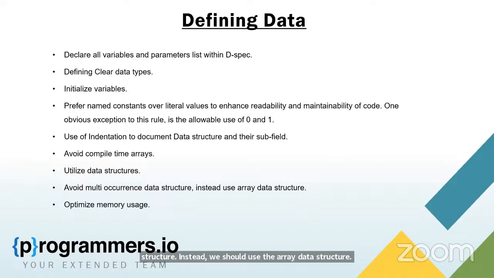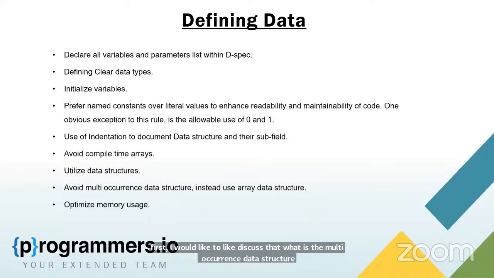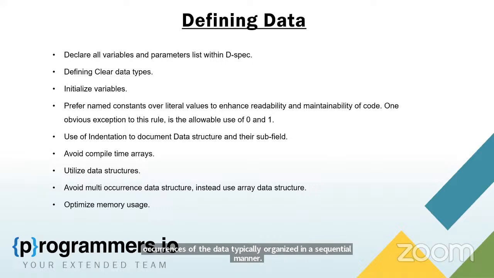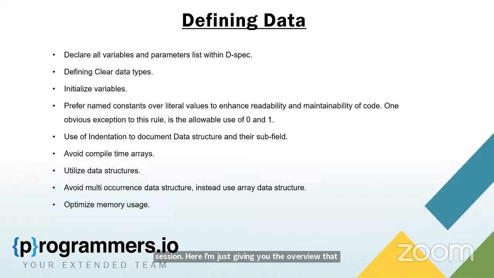First, I would like to discuss what a multi-occurrence data structure is. It is a type of data structure that allows multiple instances of a particular data item to be defined within a single structure. This means that a field can contain several occurrences of the data, typically organized in a sequential manner. These things are going to be covered in the upcoming session. Here I'm just giving you an overview of what standards we are supposed to follow when we learn about these topics, and we should implement these standards.